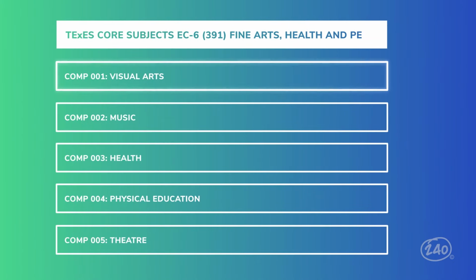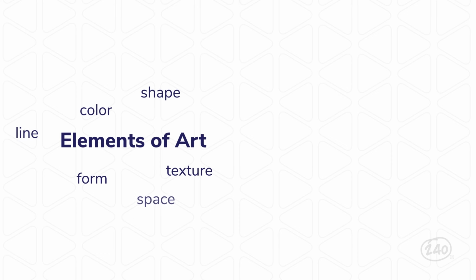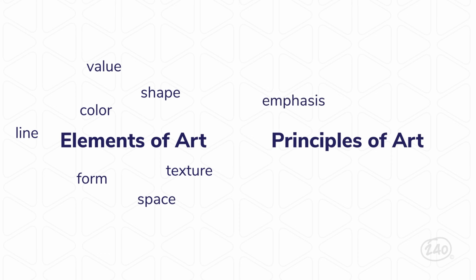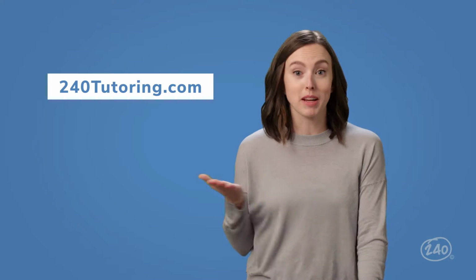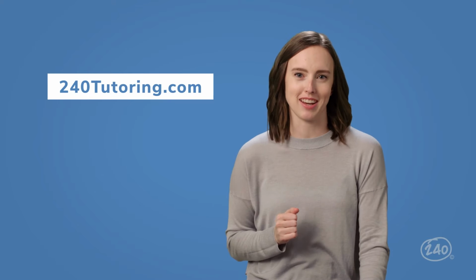Let's take care of our fine arts competencies first. Then we'll finish up with health and PE. Competency 1 covers visual arts, so art you look at. You'll need to know elements of art, such as color, texture, shape, form, line, space, and value. And principles of art, like emphasis, contrast, pattern, rhythm, balance, proportion, and unity. That sounds like a lot of terms, but guess what? We have them all covered in our study guide. So let's put on our art critic glasses and talk through a couple of elements.